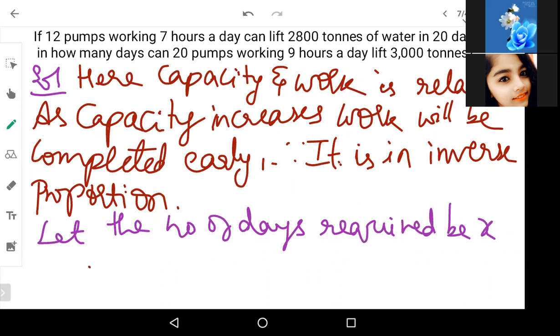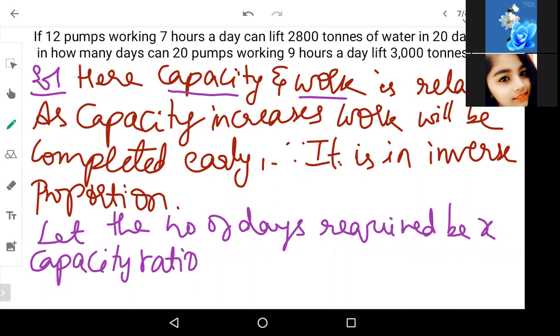Now let us start defining the ratios. Now what are the two important things? One is capacity, the other is work. So first we will form the capacity ratio. Now I told you in capacity, the number of pumps, each pump working for number of hours in a day and how many days. Okay, that will be the one part of the ratio. Now let us define that. So firstly, there were 12 pumps. See the first line of the problem. There were 12 pumps working for 7 hours a day.